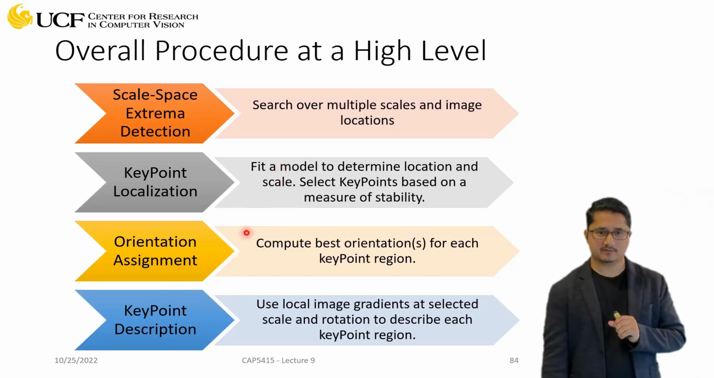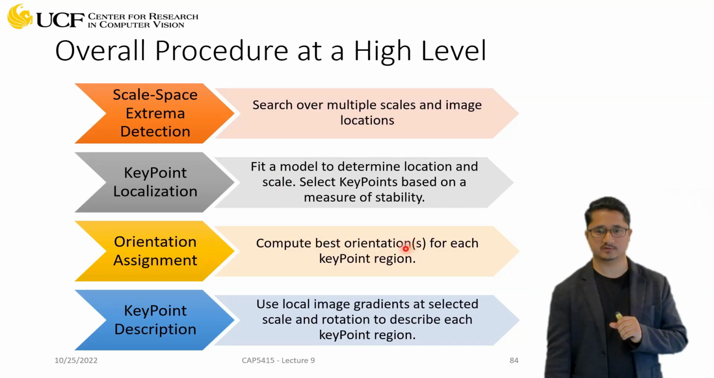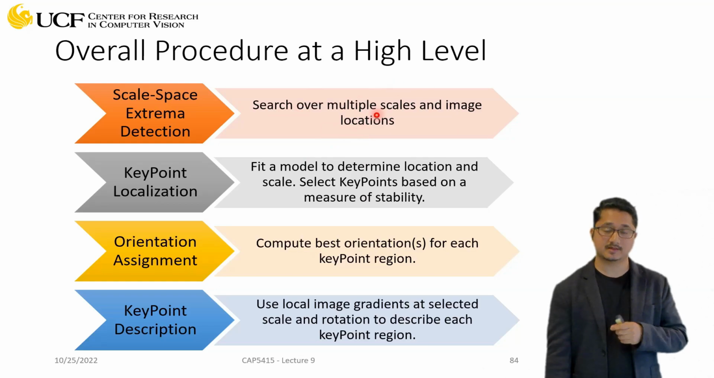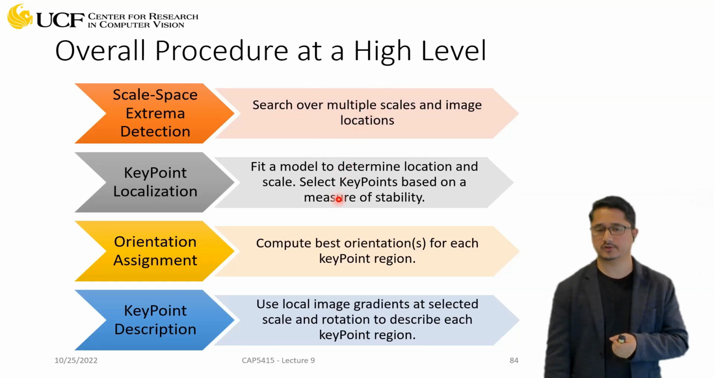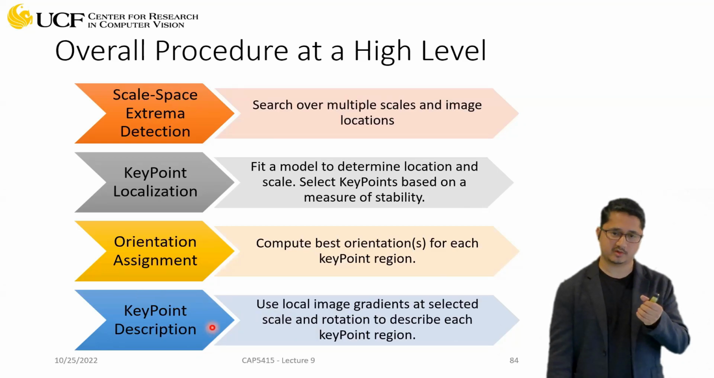Now, once you have that, the third important step is how you assign the orientation. For each key point, we also need the orientation of this key point. And because you're searching at multiple scales, that will give you a scale. And of course, the second step is going to give you key points. Then, having all this information, you can adjust the scale and you can adjust the orientation.